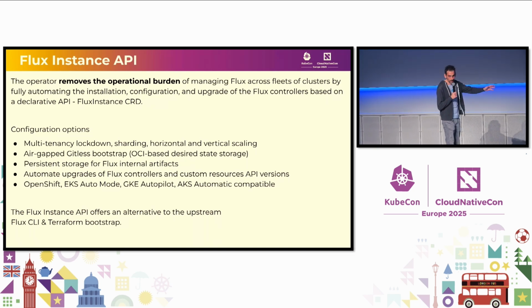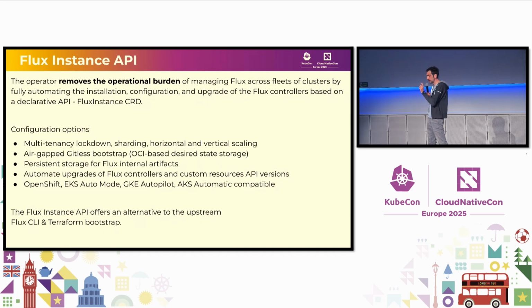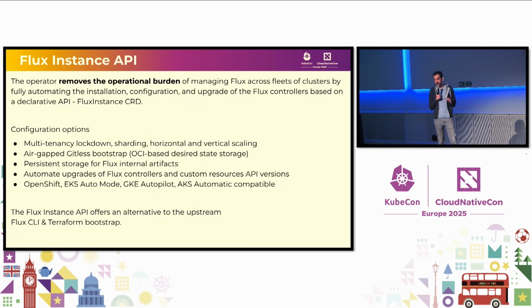So then if Git goes down and you want to roll back or something, you can just act on the tags of an OCI image, right? You can still do rollbacks, you can still change your system even if Git is temporarily down.